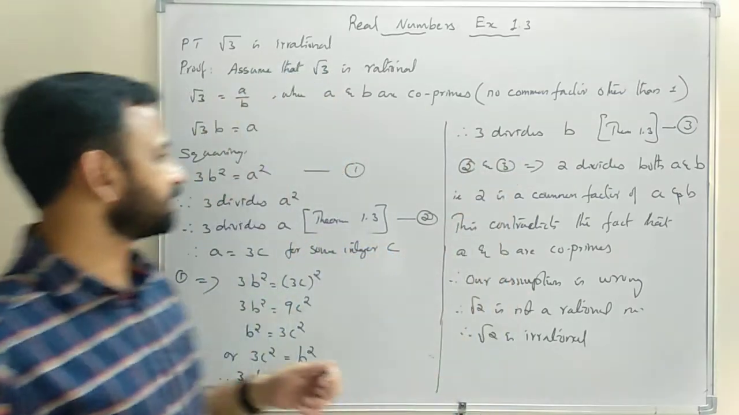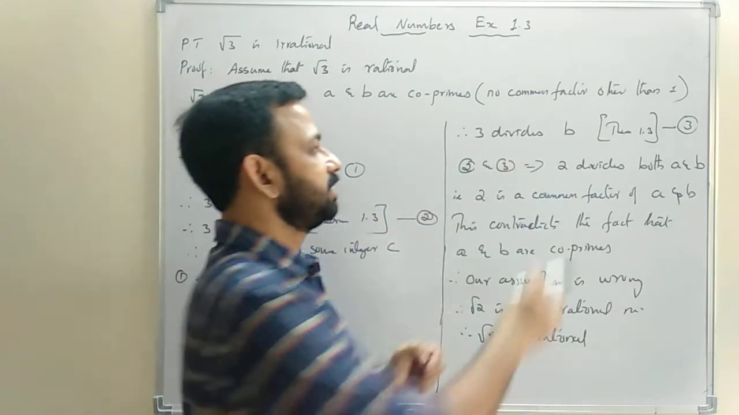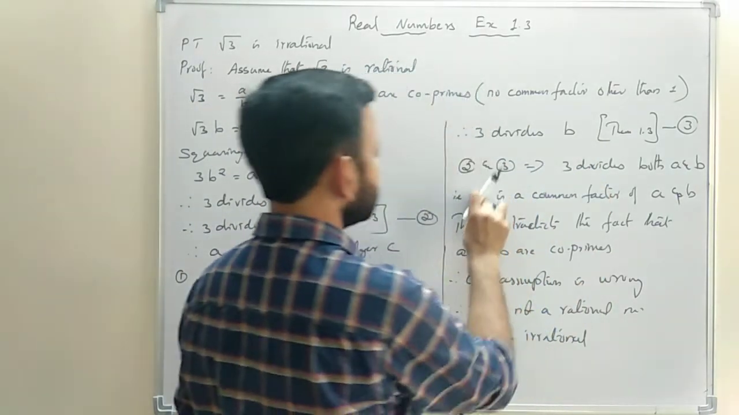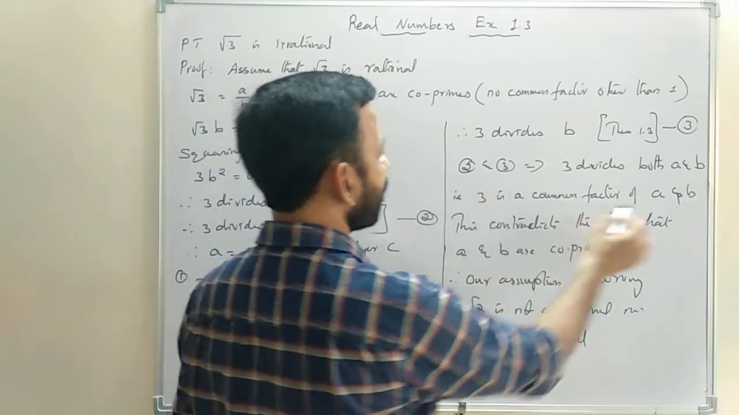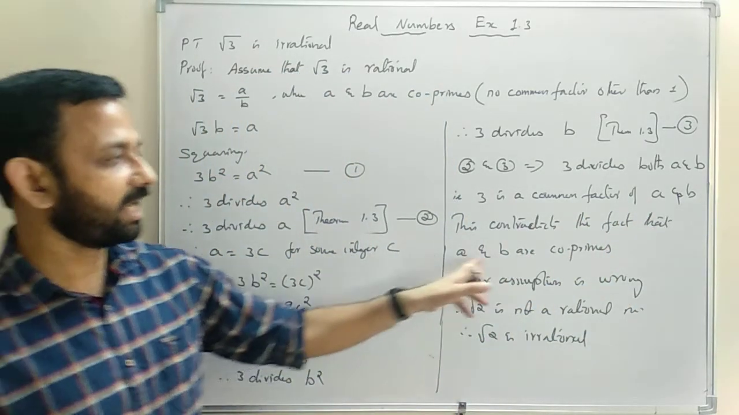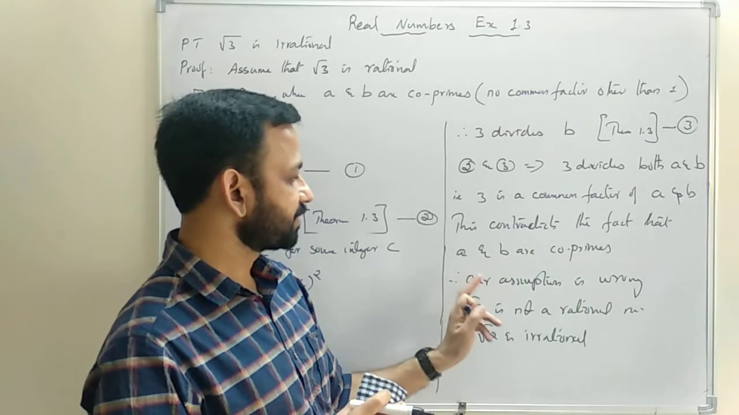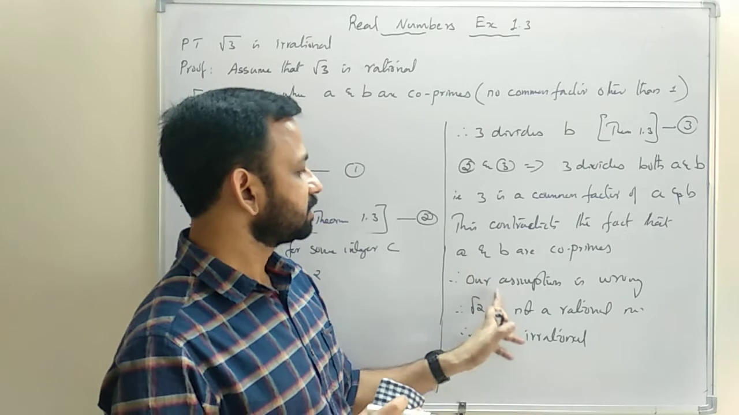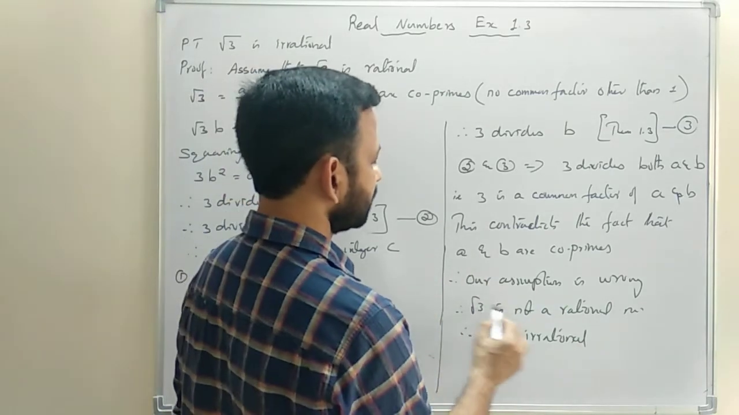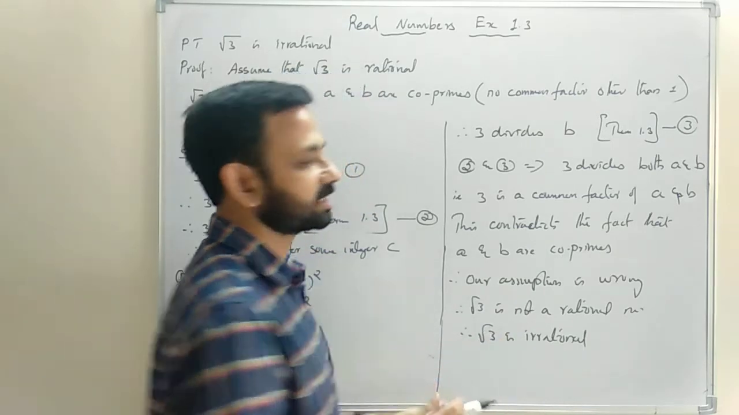So from equation 2, 3 divides a, and 3 divides b. So 3 divides both a and b. That is, 3 is a common factor of a and b. This contradicts the fact that a and b are co-primes, because they have only one common factor, that is 1. So our assumption is wrong. Therefore, root 3 is not a rational number. Therefore, root 3 is an irrational number.